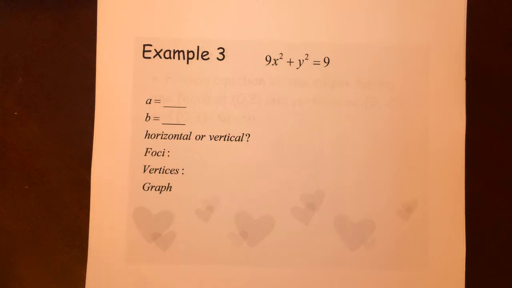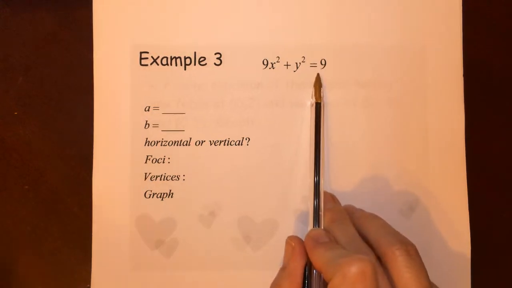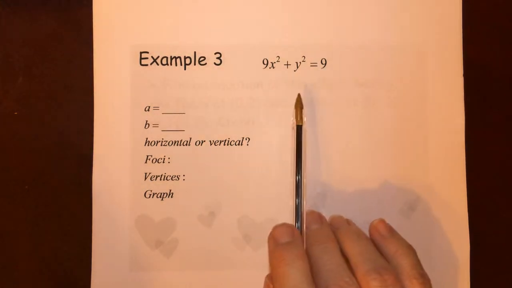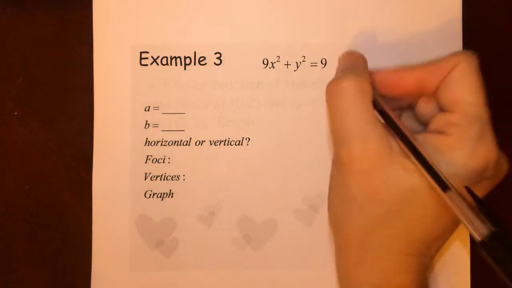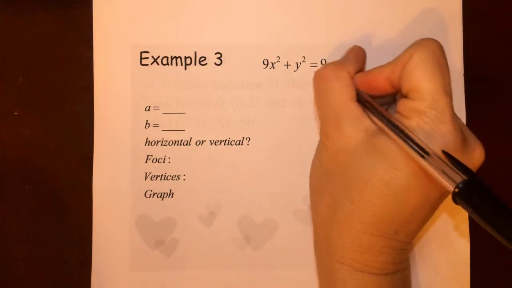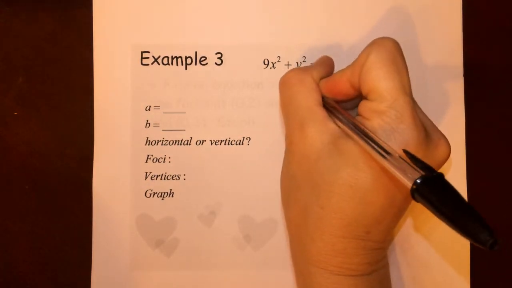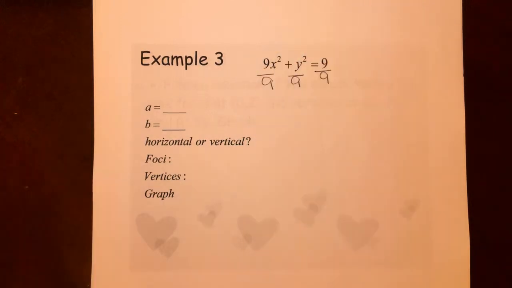On this particular example, they want me to do exactly what I did in example 2, but this does not equal 1. And earlier I said that if it doesn't equal 1, we have to make it equal 1. Well, the only way to make this equal 1 is to divide everything by 9. Whatever you do to one side, you have to do the other.